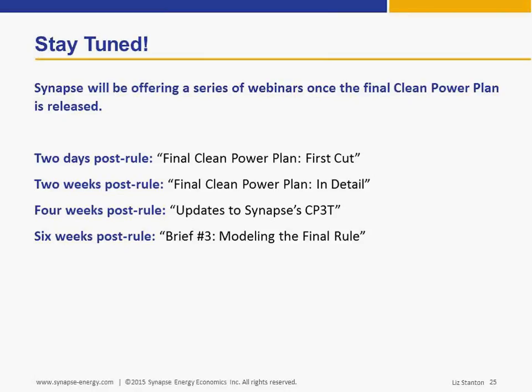As soon as the rule comes out, we're going to be working hard to update our power plan model, our CP3T model, and we will be doing a webinar and releasing the new version of that model, hopefully about 4 weeks after the rule comes out. And then we're planning brief number 3. It's an update to brief number 2 that was released last week. So the same idea, figuring out emissions, compliance, and bill impacts by state, doing that for the final rule. And we're estimating that it'll be about 6 weeks after the final rule comes out.